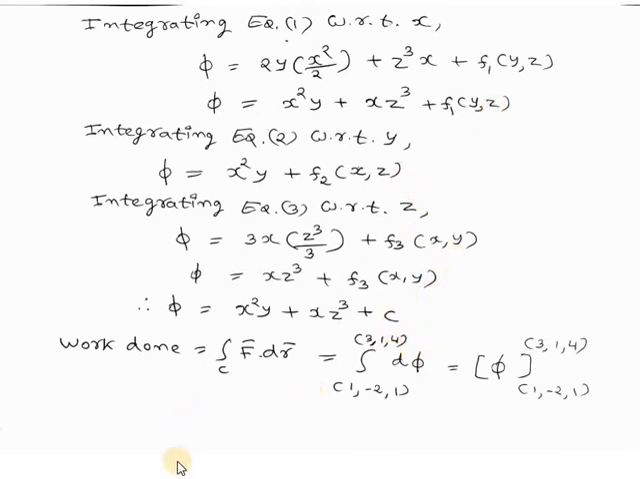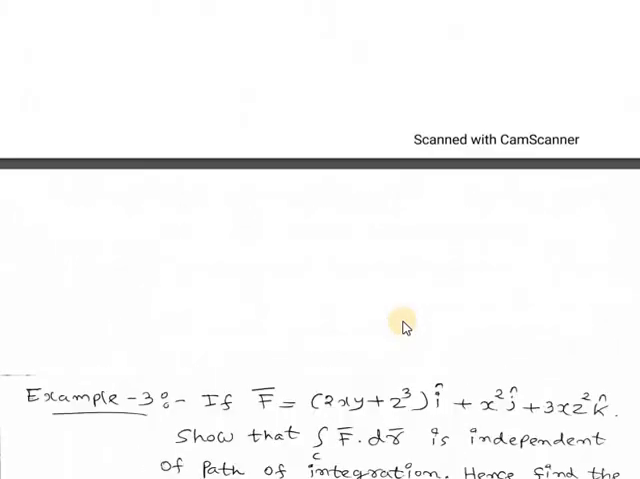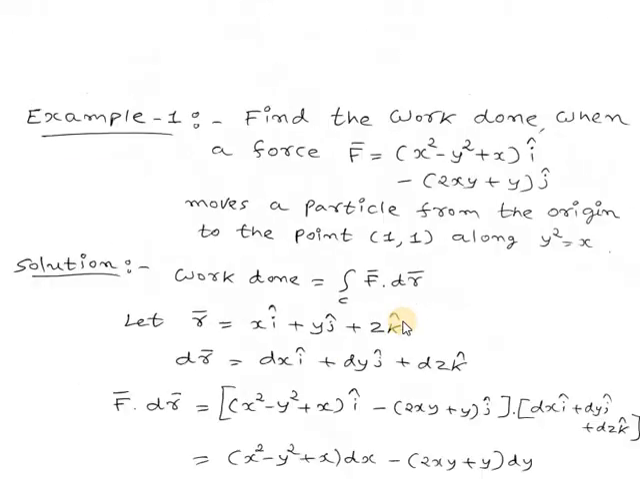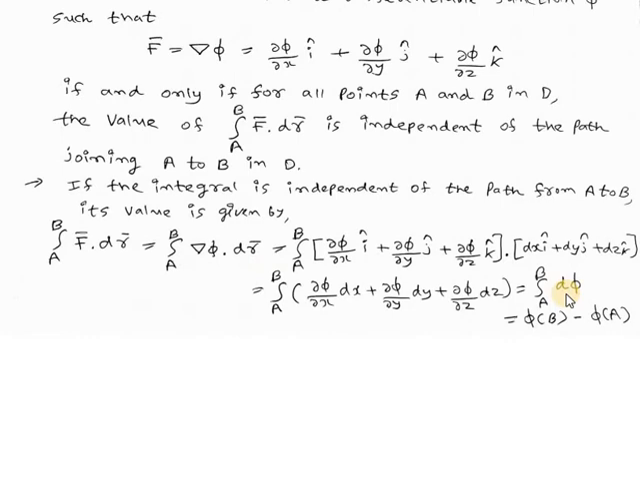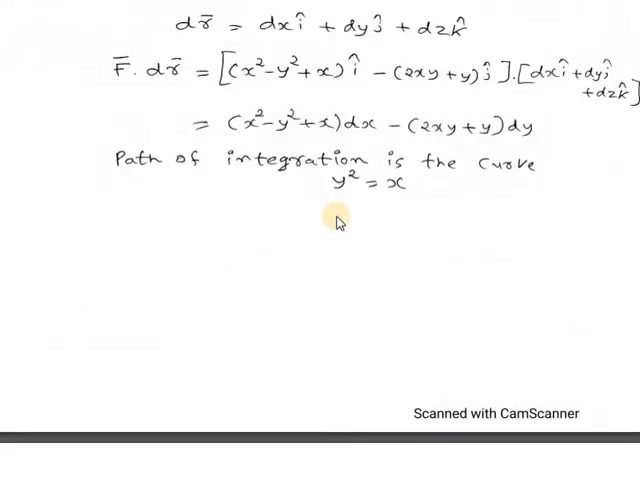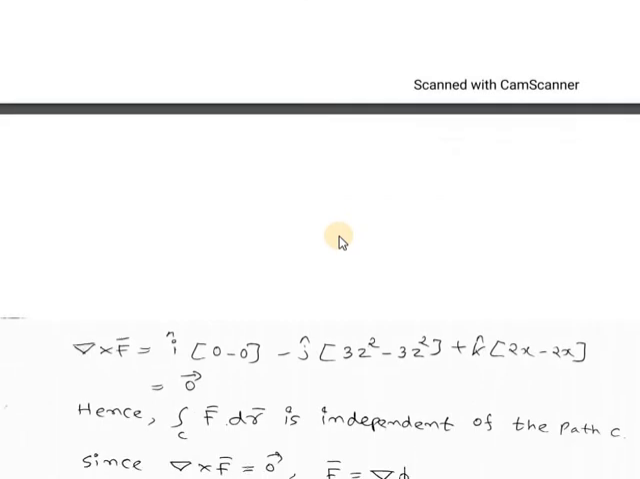Now what will be the work done? Work done is given by integration of f bar dot dr bar. Now what is f bar dot dr bar? We can write f bar dot dr bar directly as d phi, because we have discussed earlier, whenever the line integral is independent of path, then directly we can write f bar dot dr bar as d phi, as we have discussed in theory. So f bar dot dr bar is equal to d phi whenever it is independent. So directly we have to integrate just d phi.